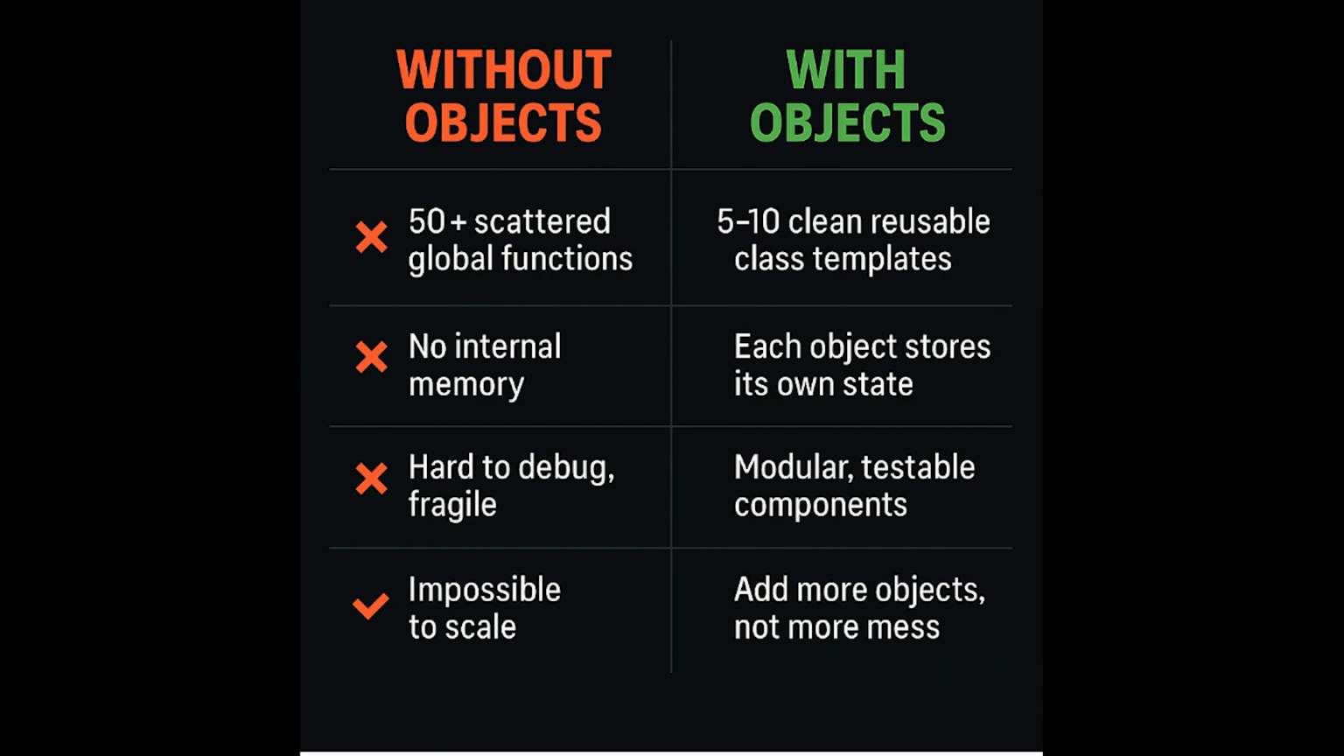And finally, I want to say scaling. With procedural code, every new feature adds chaos. With objects, you just make more instances, like plugging in more devices without rewriting your system. Okay, so this table isn't just about code. It's about how real machines are structured. If you want to build systems that are clean, reliable, and scalable, that's how you do it. And remember this, without objects, you get scattered functions, no memory, and chaos as the system grows. And with objects, you get structure, safety, and even scalability.